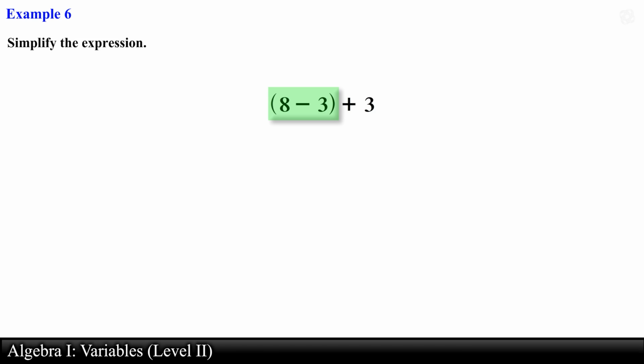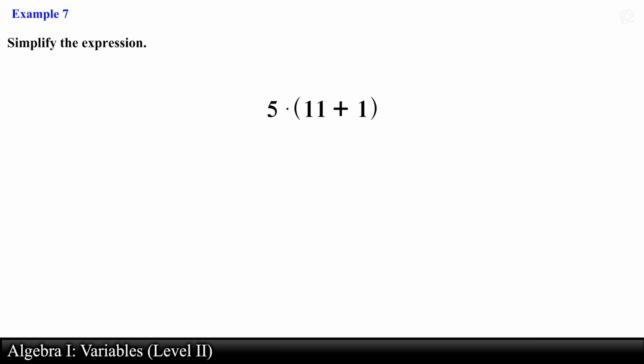Alright, now let's work on simplifying numerical expressions. Simplify the expression, the quantity 8 minus 3 plus 3. The expression in the parentheses is simplified first. So doing that, we have that 8 minus 3 is equal to 5. And we add 3 to the result, which simplifies to 8.